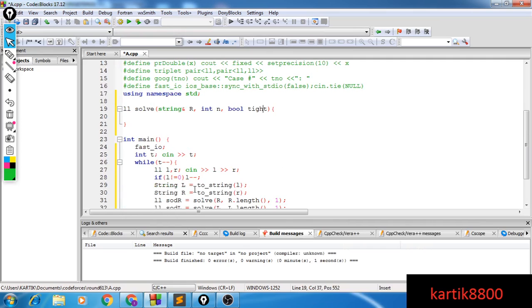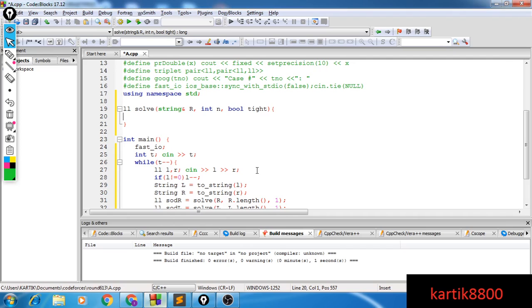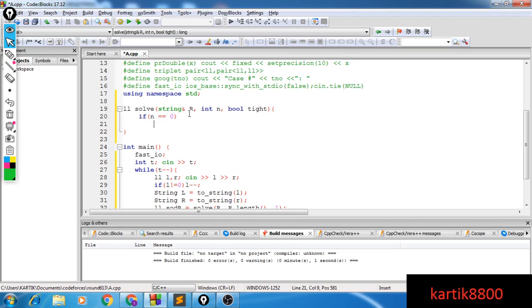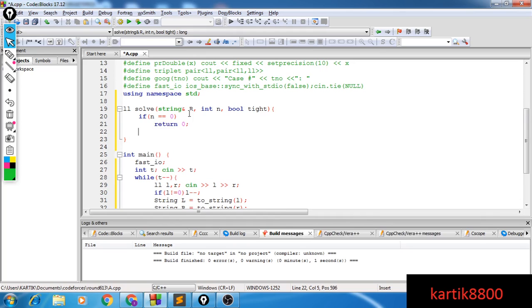Let's just write this solve function now. So for writing this, let's think about it. If the number of digits is 0, then of course, if there is no digit in the number, there is no sum of digits, right? It's basically going to be 0 only. A number having 0 digits, the sum of the digits for that number is 0. Okay, that's fine.